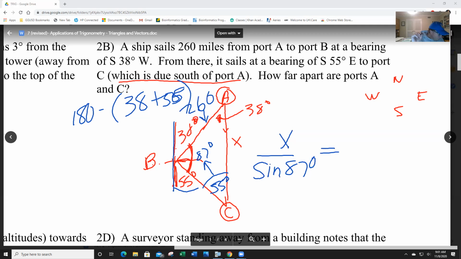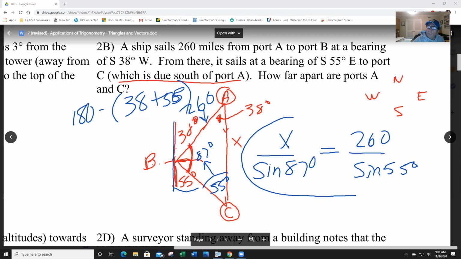Equals 260 over the sine of 55 degrees. So I got my ratio. These are kind of easier than the ones above because I'm only asking for one answer, not three. But a lot of work there. Pretty cool. So pause that if you need to.